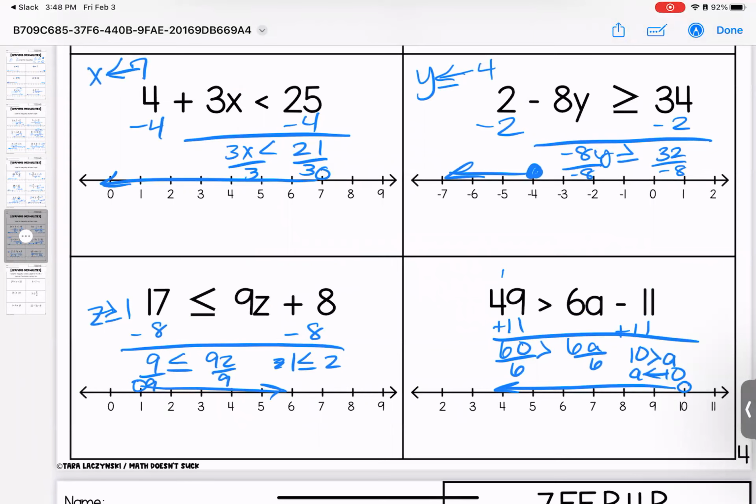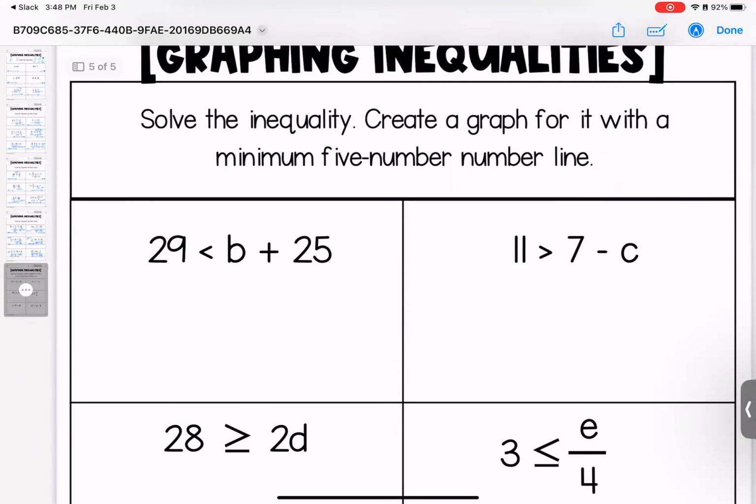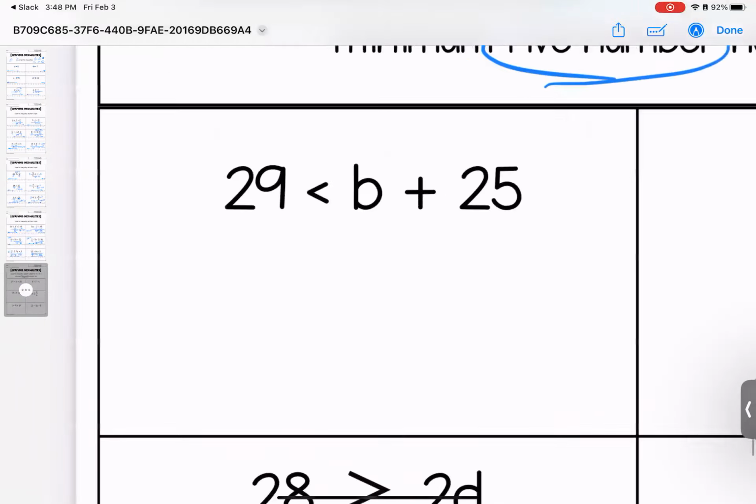Any questions? Bring them with you to class. All right, so here's our last page. I didn't want to do number lines before because I wanted to make sure that we felt ready to do these two-step inequalities and single-step inequalities. Now, this time I did not give you the number line. I asked you to create it with a minimum of 5 numbers, just meaning 5 points, okay?